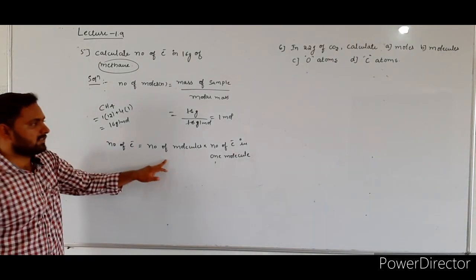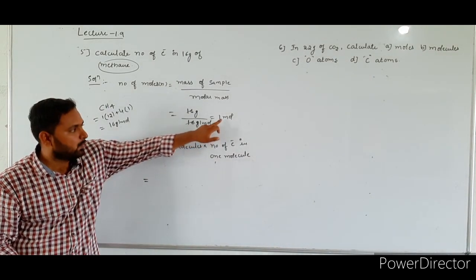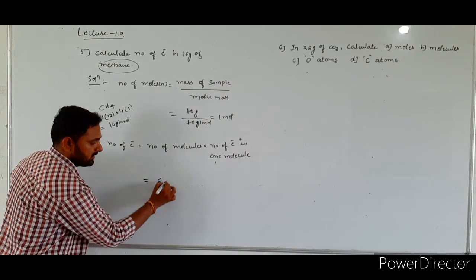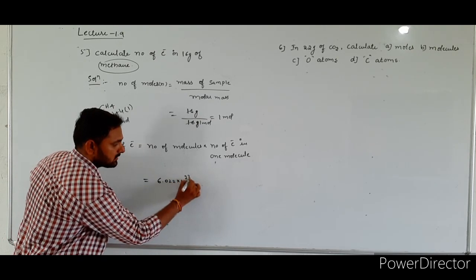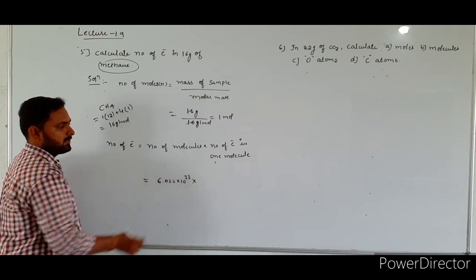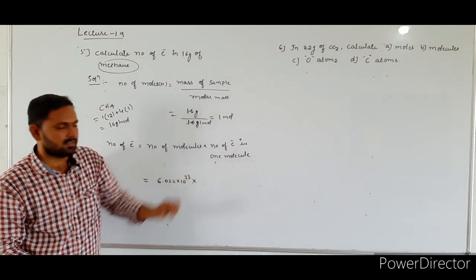How many molecules are there? The number of molecules is equal to 1 mole. 1 mole is equal to how many molecules? 6.022 into 10 power 23 molecules. Okay, there are 6.022 into 10 power 23 molecules. Then in one molecule, how many electrons are present?